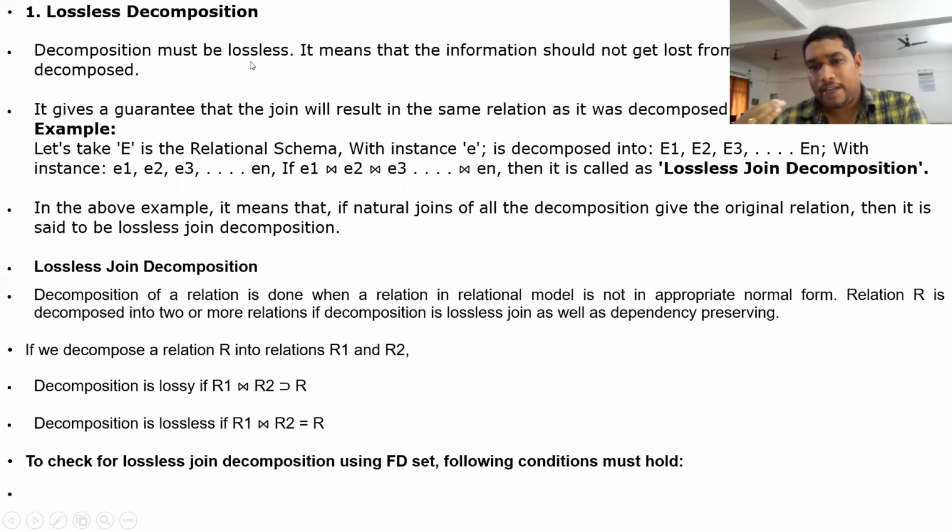That is, if you divide the original relation into small relations, then when you combine these small relations to get the original relation, there should not be any loss of data. The information should not get lost from the relation that is decomposed. It gives a guarantee that the join will result in the same relation as it was before decomposition. We have various joins: natural join, theta join, conditional join, left outer join, right outer join, and full outer join.